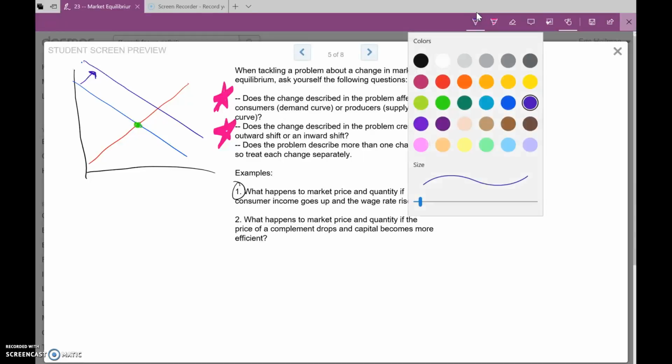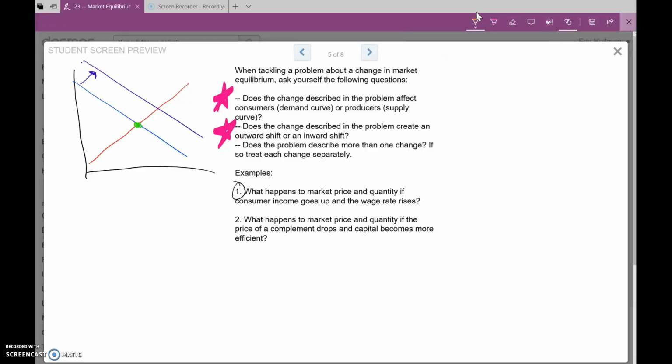The answer is that it affects producers, and it's going to raise their marginal cost. So the supply curve is going to shift up or inwards, however you want to think about it. So the new supply curve will be like this because costs went up. Right. So the new equilibrium is right here. So we've gone from the original equilibrium point at A to the new equilibrium point at B.